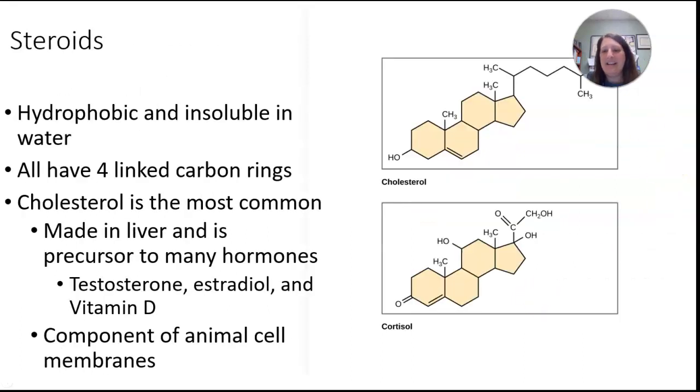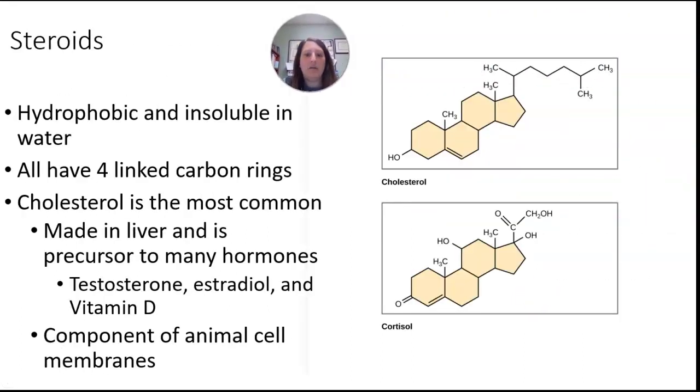Last slide. The last type of lipid that we'll talk about is a class called steroids. Steroids, again, are going to be hydrophobic, insoluble in water, just like all of our other lipid molecules, except phospholipids are a little bit different. They do have a polar region. Steroids are grouped together because they have four linked carbon rings. This is an example here: cholesterol is an example of a steroid, and so is cortisol. You may have heard of cortisol.